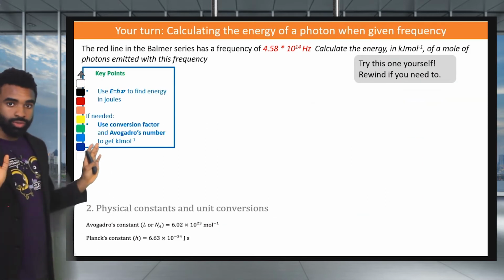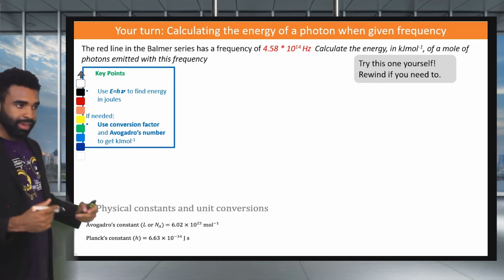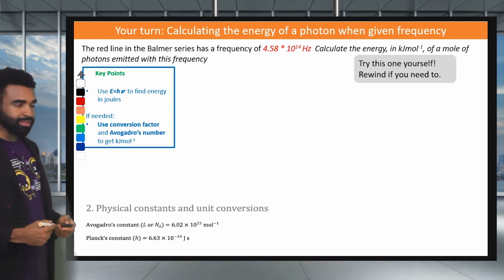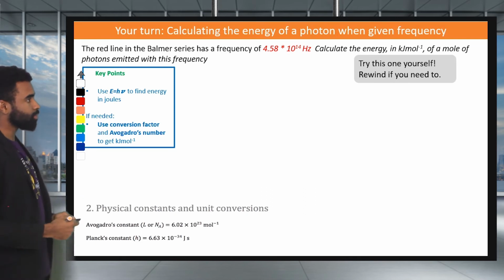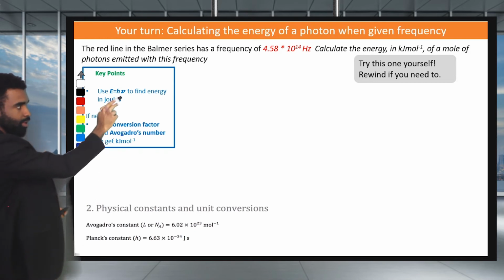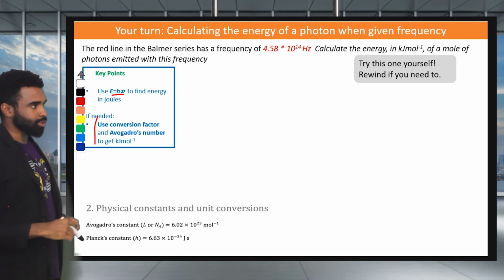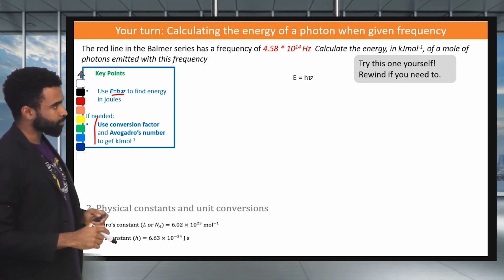This one, you have the tools now to do it on your own. So I recommend you pause the video and try it out. In 3 seconds, I will walk you through the solution. It's not too difficult at all. Okay, here are the steps. You just do E equals h mu, and then you do some unit conversions. 3, 2, 1. Here it is.